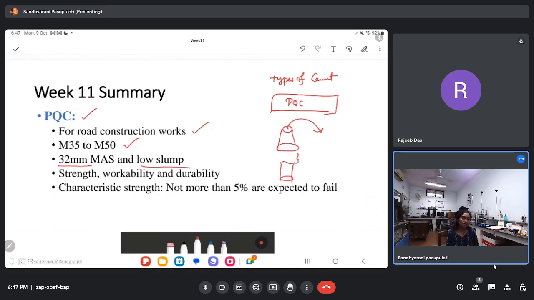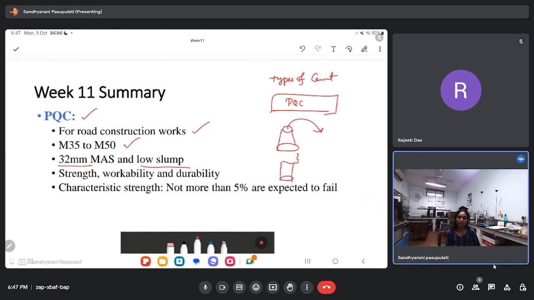One is the strength. We need to have the higher compressive strength. Let us say if I am designing my pavement for the compressive strength, then it should have the higher compressive strength. If my design is for the flexural strength, it should also satisfy the flexural strength. It's not the only criteria to be satisfied.